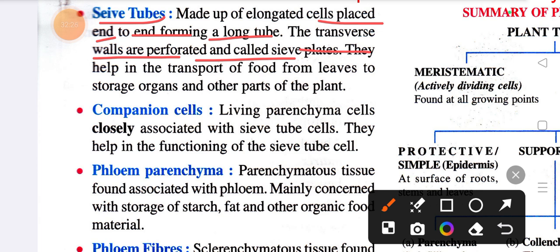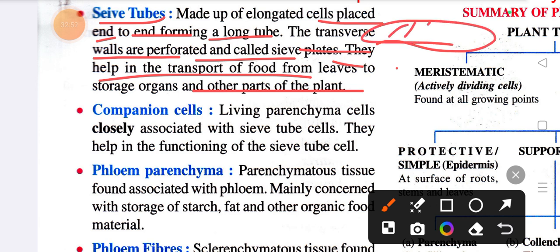I will read one more time. Made up of elongated cells placed end to end, forming a long tube. The transverse walls are perforated and are called sieve plates. They help in the transfer of food from leaves to storage organs in other parts of the plant. They have a net-like structure, and through this net-like structure they transport the food.